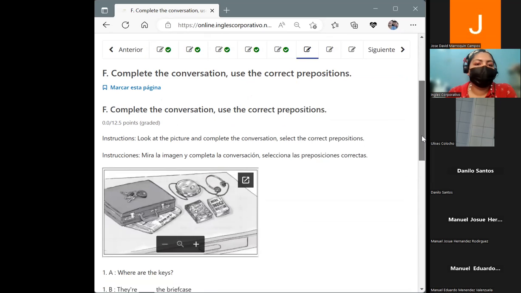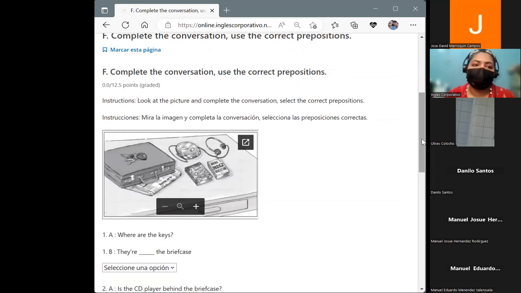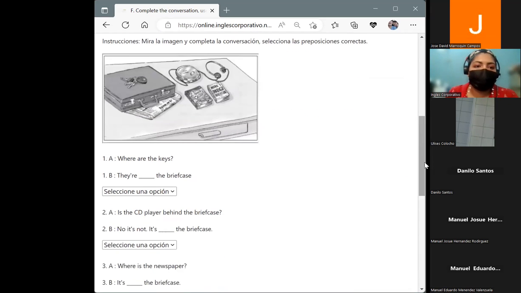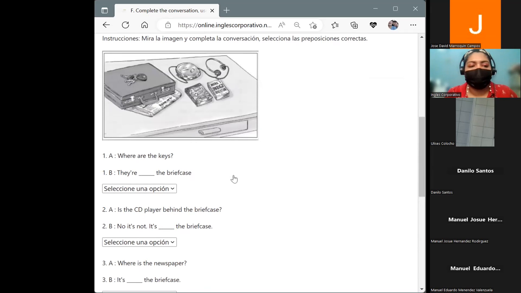Complete the conversation. Use the correct prepositions. Look at the pictures and complete the conversation. Select the correct prepositions. So we have this image and we can see some keys, a CD player. I think we have some books, a newspaper, and a briefcase. So we are going to complete this part.